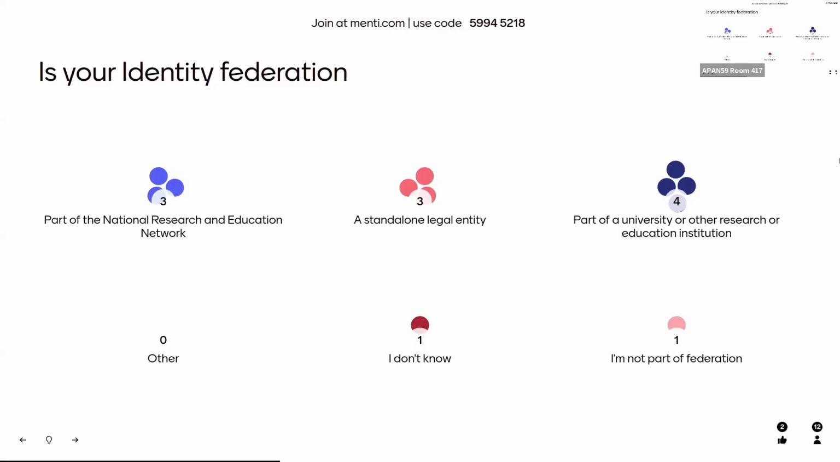We have 3 standalone legal entities, and I have a question about this. I know, for example, in the case of AAF, you're a not-for-profit organization, and you're funded by yourselves. I mean, you're funded with the fees, right? Basically. So what about the other answers for standalone legal entity, what is your business model, if you can share it?